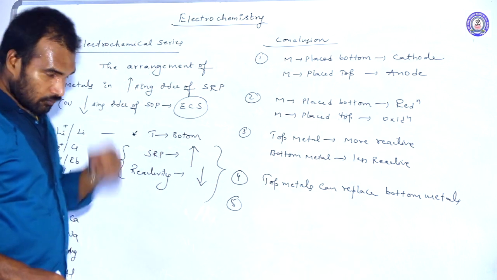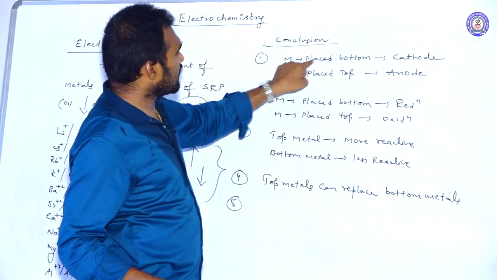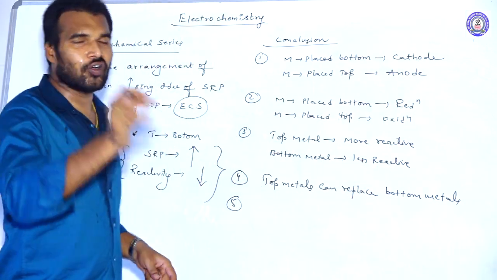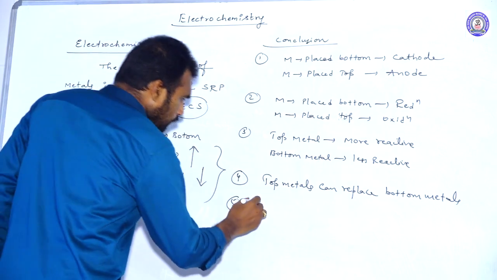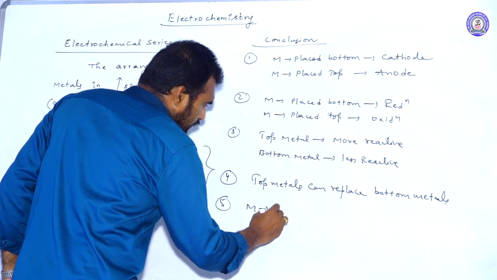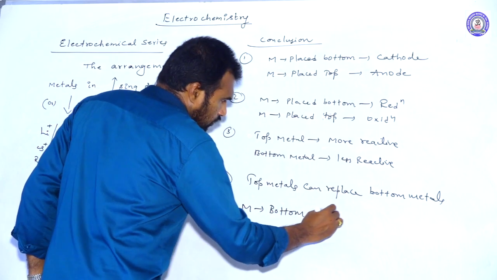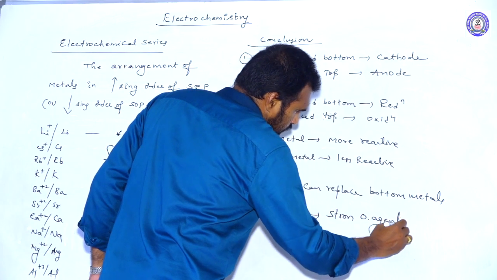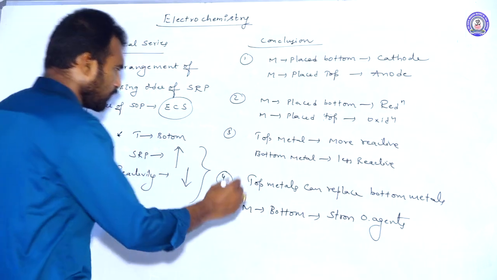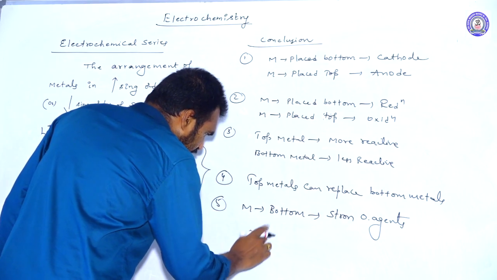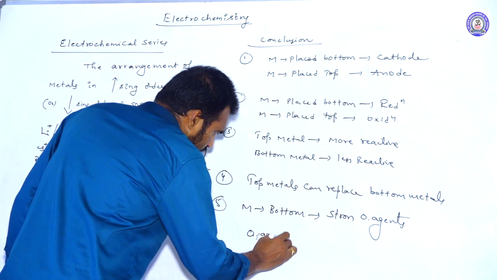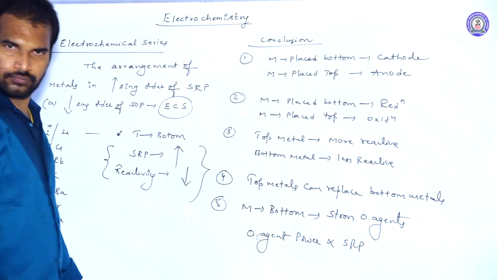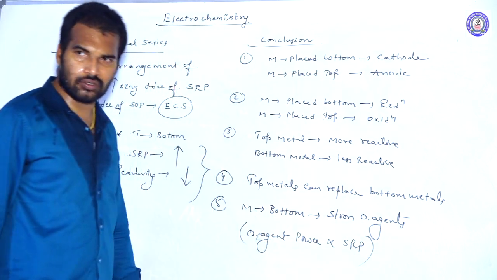And one more thing. The metal placed at the bottom undergoes cathode, cathode means reduction. The species which is undergoing reduction, we call oxidizing agents. So the metals which are placed at the bottom will act as strong oxidizing agents. That means the oxidizing agent power is directly proportional to SRP. Oxidizing power is directly proportional to SRP.